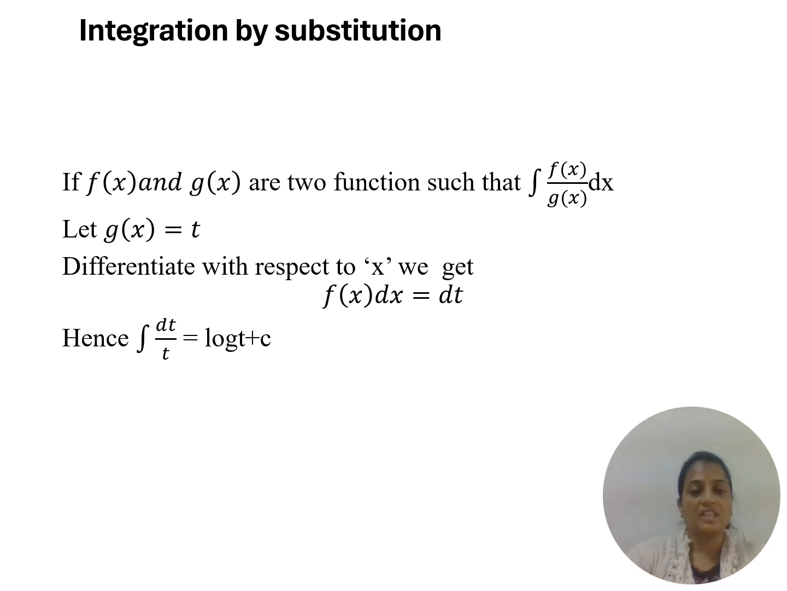If f(x) and g(x) are two functions such that we integrate f(x) upon g(x) dx, then first we let g(x) is equal to t. Then differentiate with respect to x, we get g dash x dx is equal to dt. Put these two values in the given equation. So g(x) is equal to t, and dt upon t is equal to log t plus c.